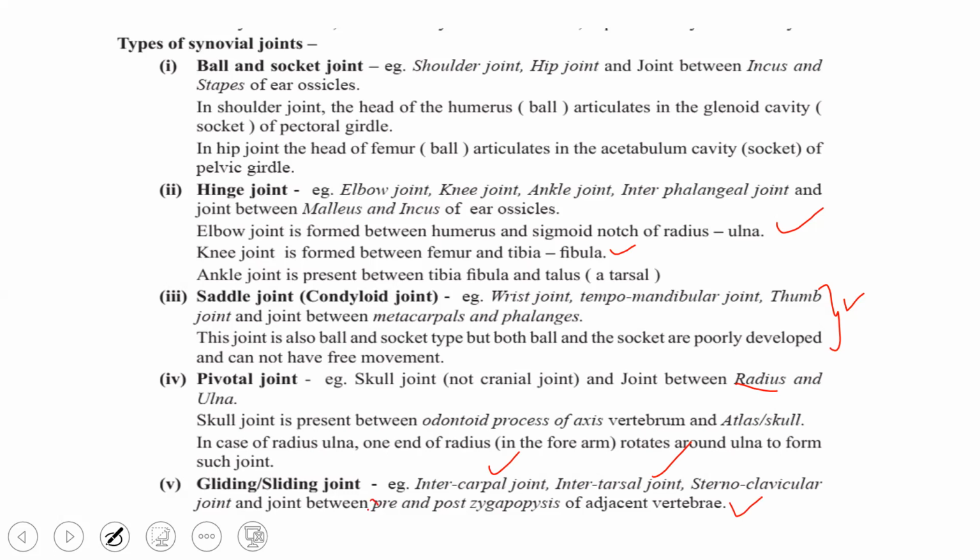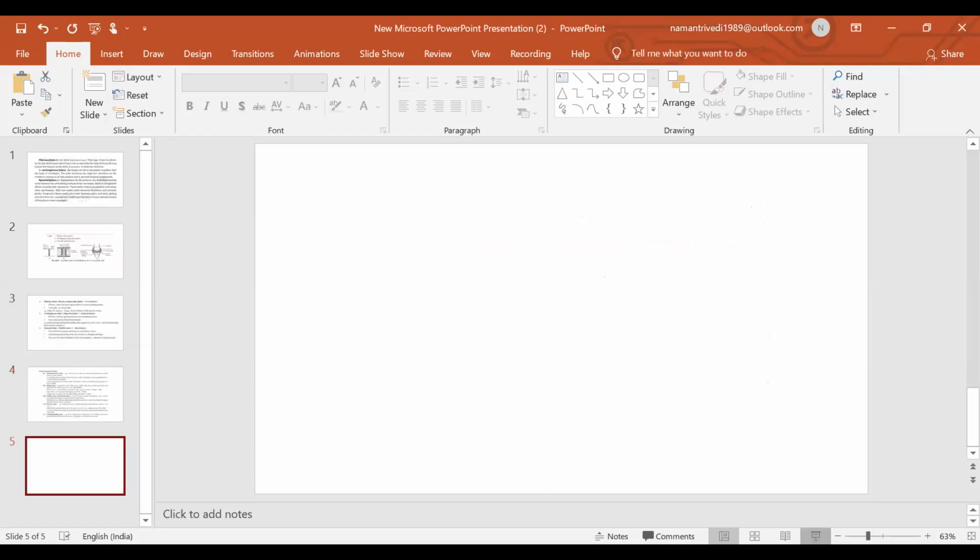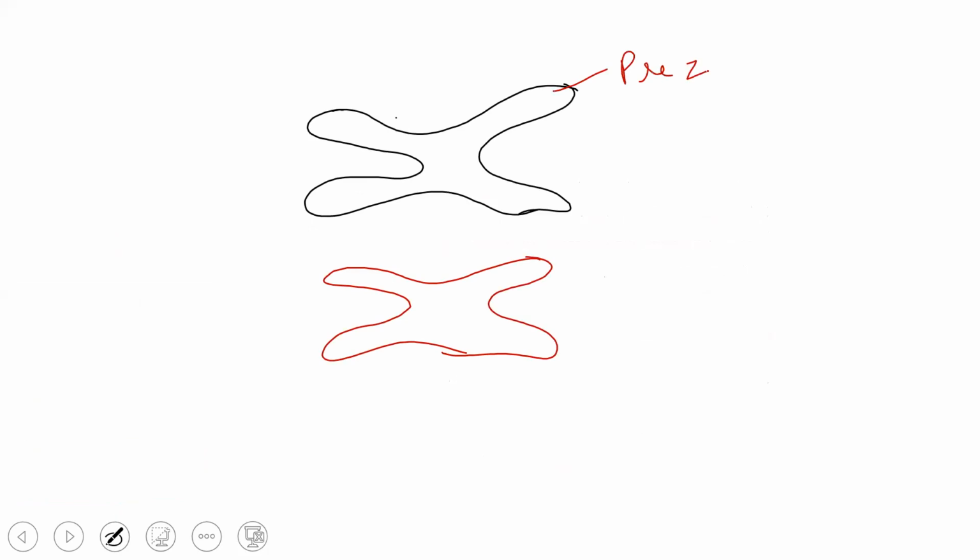Now they have mentioned one of the things over here, that is pre and post zygapophysis. Do you know what it is, beta? This question was asked in 2017. So beta, if you take the vertebra, like this is one vertebra and this is another vertebra, this is what we call the pre-zygapophysis, and this is what we call the post-zygapophysis.